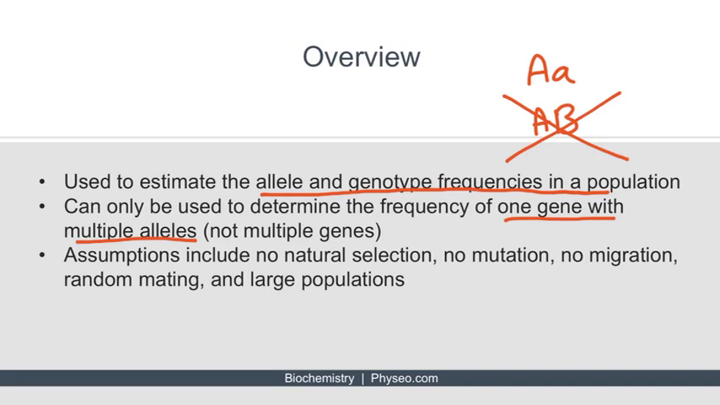Finally, when using this principle, there are several assumptions, including no natural selection, no mutation, no migration, random mating, and large populations. So, no natural selection refers to the idea that there cannot be a selection pressure that makes one of the alleles less viable. No mutation means that one of the alleles isn't able to turn into a different allele. No migration refers to the idea that you can't have a lot of people with big A's leaving or coming into the population. Random mating refers to the idea that people won't be more likely to mate with other people who have big A's than little a's.